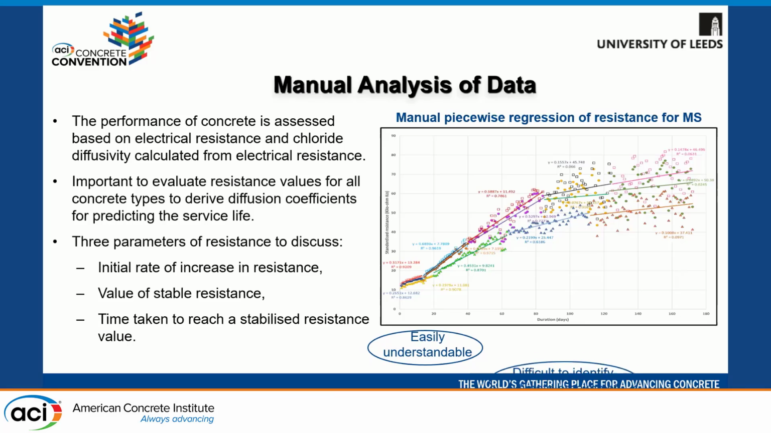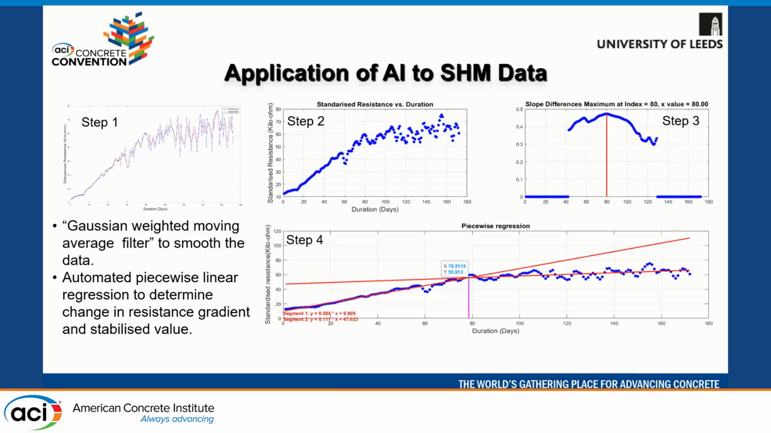However, it was difficult to identify the ultimate breakpoint to find the initial rate of increase and the value of stabilized resistance, and this was also time consuming. That is why we used an automated approach to determine the change in resistance gradient and stabilized value. The first step was to use a Gaussian weighted moving average filter to smooth the noisy data, so the noisy data is compressed, keeping the original trend.